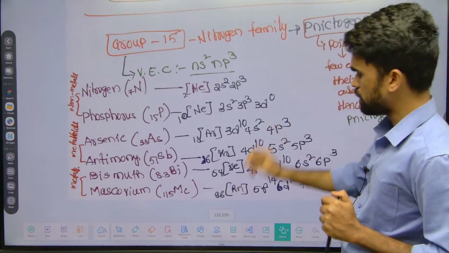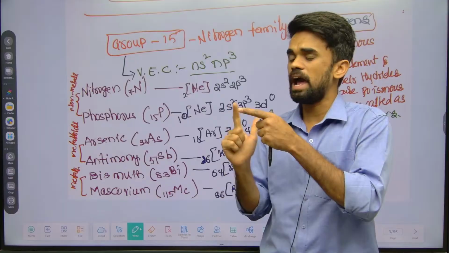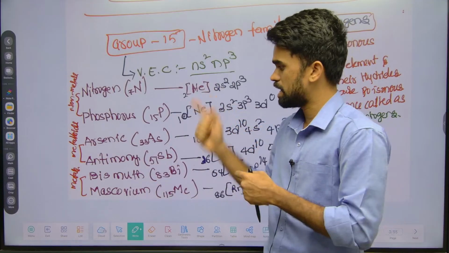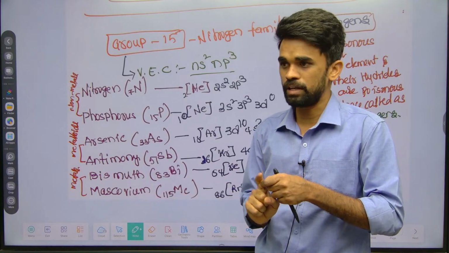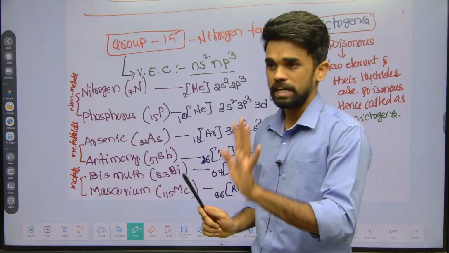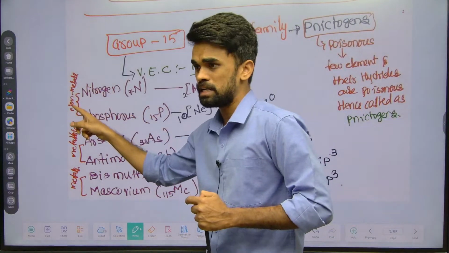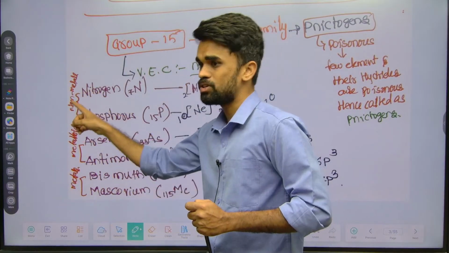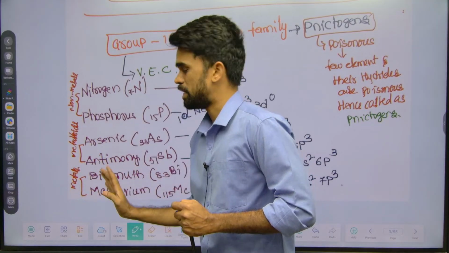Now in the 15th group, what are the elements we have? Nitrogen, phosphorus, arsenic, antimony, bismuth, moscovium (Mc). What is the atomic number of moscovium? 115. It is easy to remember: first two are non-metals, next two are metalloids, next two are metals. Once again, first two are non-metals, next two are metalloids, next two are metals.